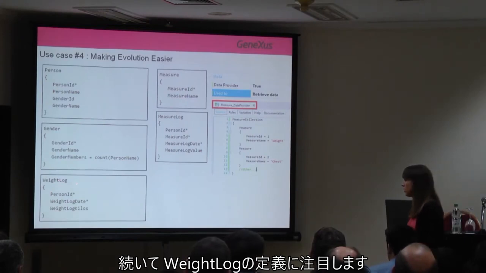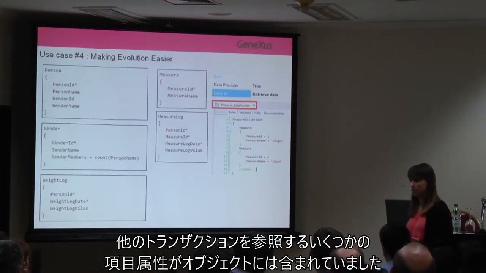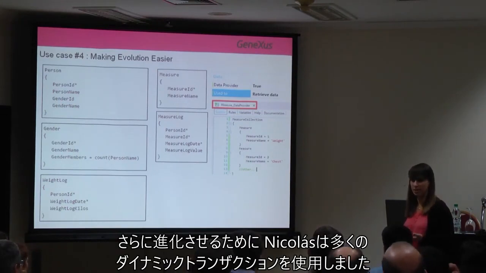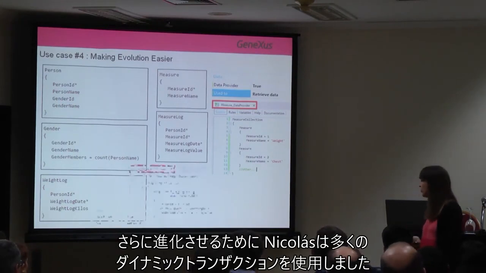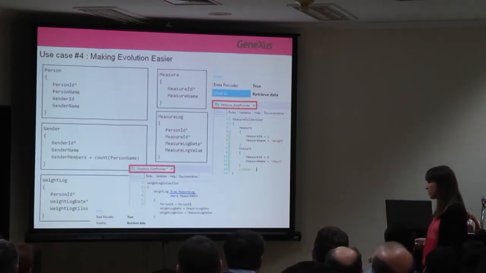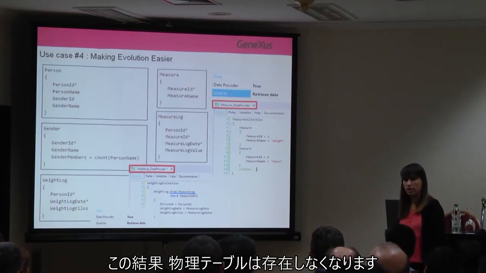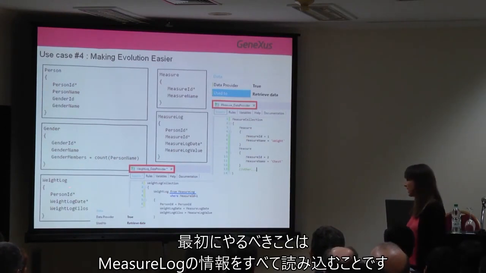Now, it turns out that weight load was being used in many places as a base transaction, and these attributes were being used in many objects. So in order to evolve better, Nicholas, who uses a lot of dynamic transactions, thought of defining this transaction as dynamic. And here it says data provider in true, so at that moment the physical table ceases to exist.